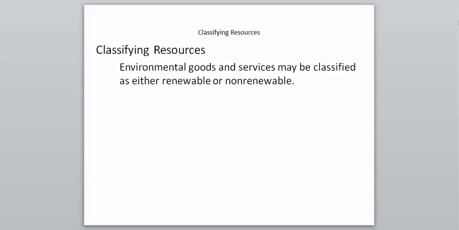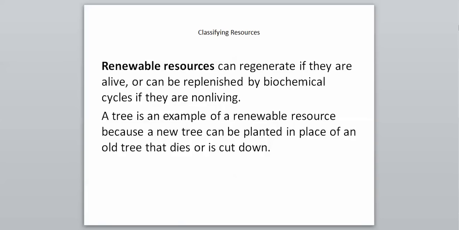Human environmental goods and services, our resources, can be classified as either renewable or non-renewable, meaning that they can either be replaced or they cannot be replaced. Our first one, renewable resources, can regenerate if they are alive, or can be replenished by biochemical cycles if they are non-living. So these are things that we can take out of the environment that eventually will be replaced, whether they are regrowing or they'll come back. If they're a living creature, they'll repopulate, or if it's a natural cycle, like the carbon cycle or the nitrogen cycle, it will eventually make its way back to where we originally took it from.